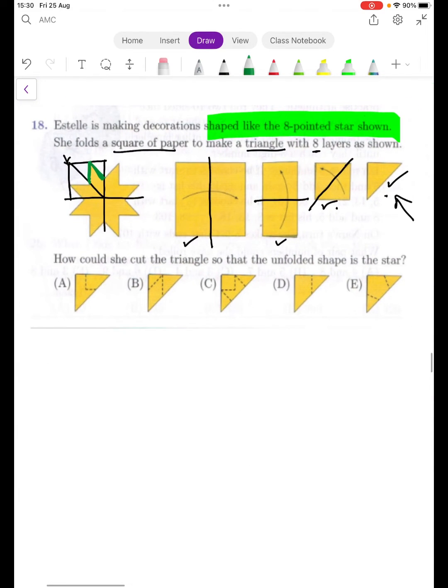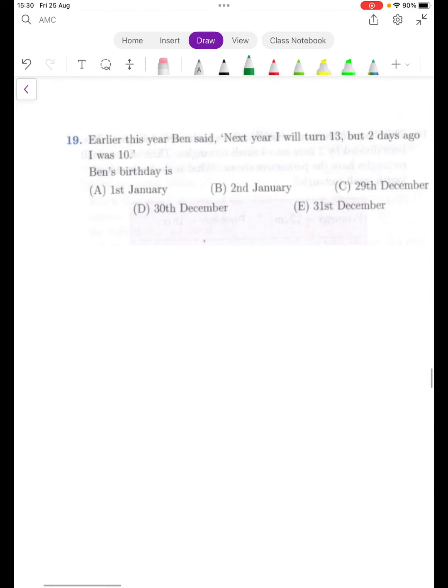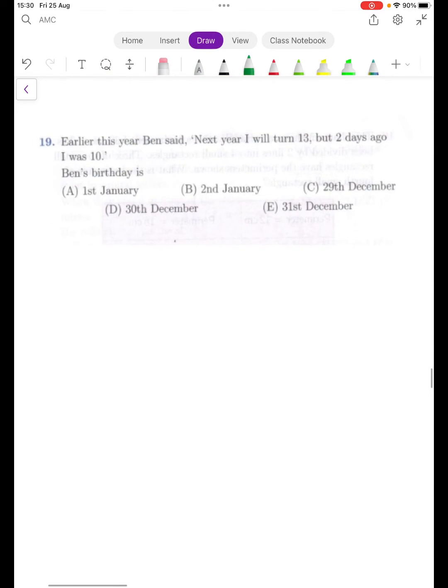We can see easily. And this cut, let's see, A, B, C, D, E, I can see this is option B. It looks exactly similar to option B. If you want, you can take a square piece of paper and try it for yourself. B will be the answer.